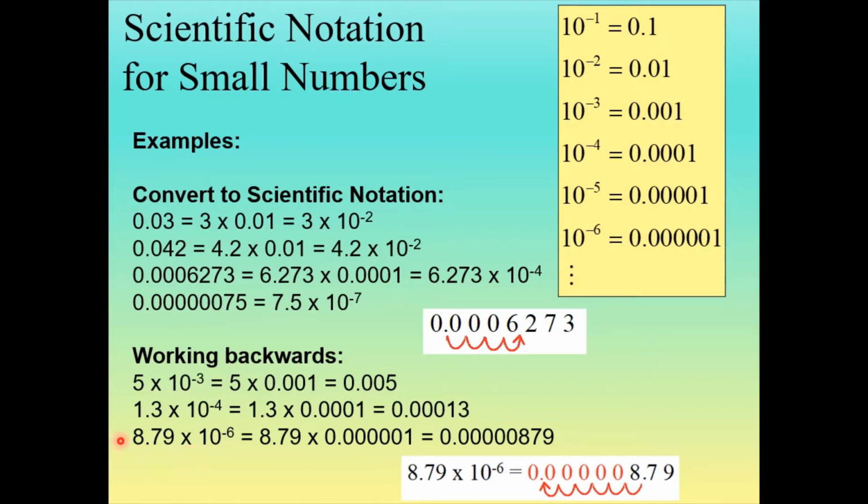If we have the number 8.79 times 10 to the minus 6, well, one way to write this is to start with the number here. Here's our original number, 8.79, which is this number here. And we have to move the decimal place 6 places to the left. So what I do is I count over 1, 2, 3, 4, 5, 6, and put the decimal right there and fill in all the zeros there. So I end up with 0.000000879.